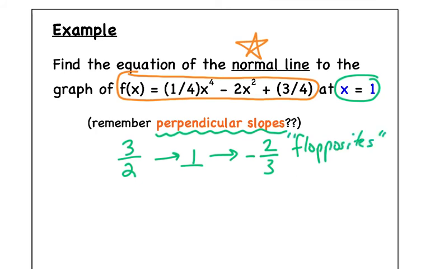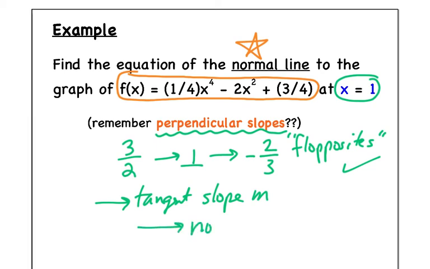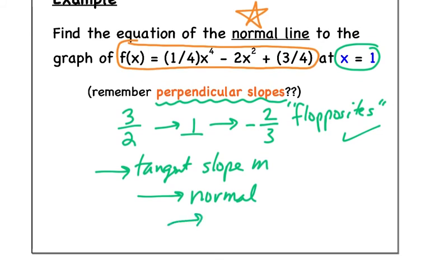Or if you just think negative reciprocal, that's fine too. Okay, so your job is, you actually are going to find the tangent slope. Not the tangent line, but go and find the tangent slope m, just like we did before. But then before you make the line, go and find the normal slope, therefore. Change it using your flopposite, and then you can make your equation. All right, so that's a good order to go in.